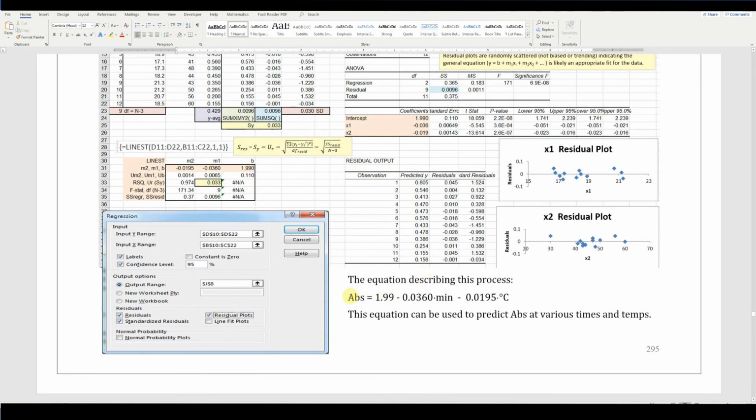Here it is. The absorbance is equal to the intercept, 1.990, minus 0.0360, that's the coefficient of the time, minutes, minus 0.0195 times the temperature, and here's the coefficient of the temperature. This is the equation that best fits the multiple linear regression. Now let's jump ahead. I want to show you what it looks like.